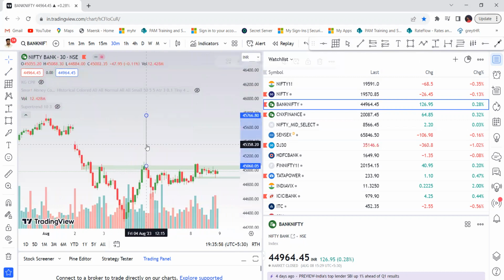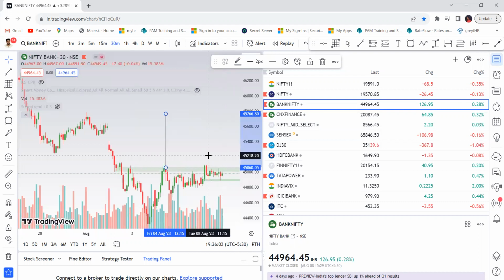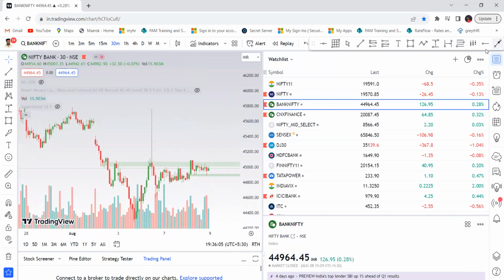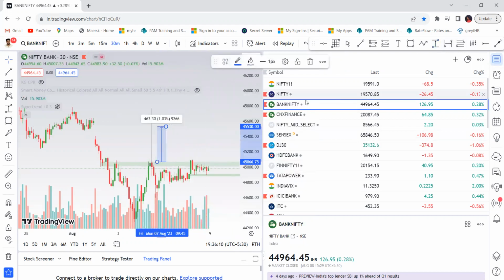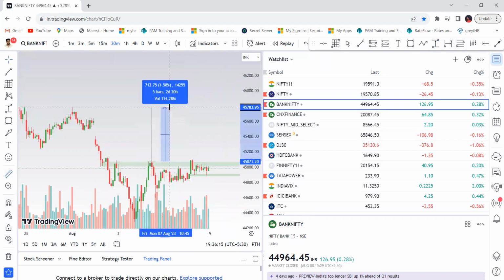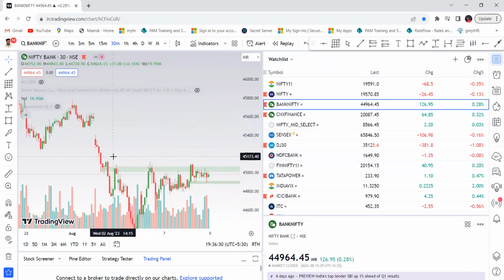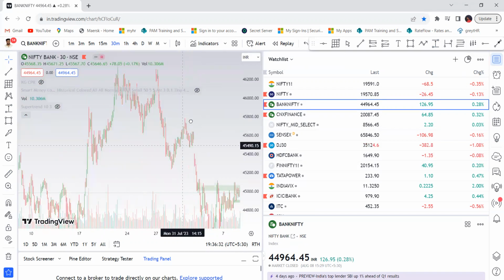This is Bank Nifty, which has formed the head and shoulder pattern on the 30 minute time frame. It's about to give the breakout. Whenever it breaks, it's surely going to move about 2%. So maybe you guys can monitor it. Let's try for head and shoulder.